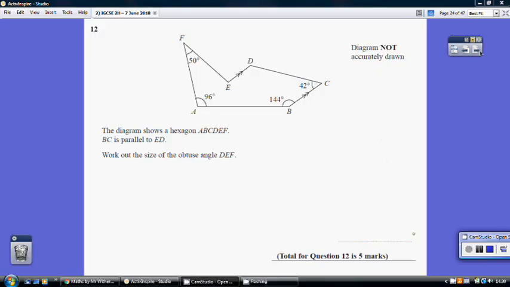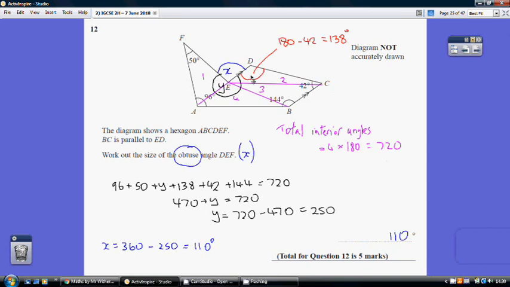Question 12. So the first thing I've done here is note that these two lines are parallel. AD is parallel to BC, so we can work out this angle here, ADC, as being 180 minus 42 degrees, which is 138, because of the C angle rule.